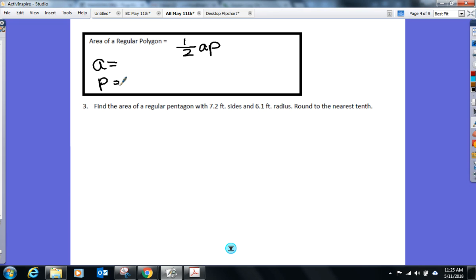A is something we've already talked about today. That's the apothem length. Yep. All right, P, it does start with P. Something we can find on the polygon that starts with P. Perimeter, yep. The perimeter of the polygon.